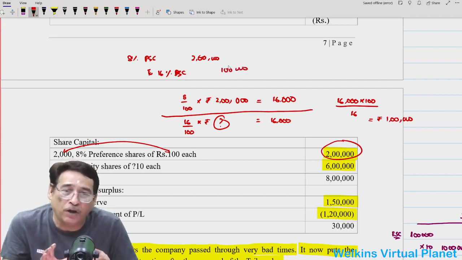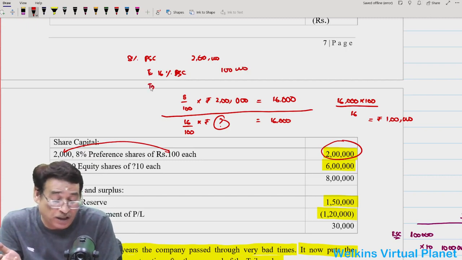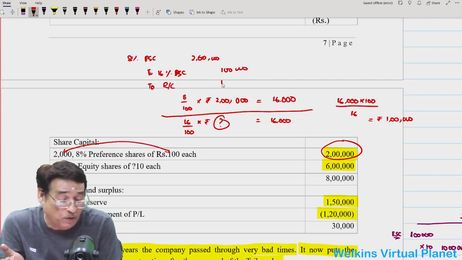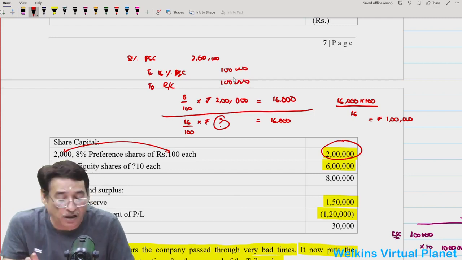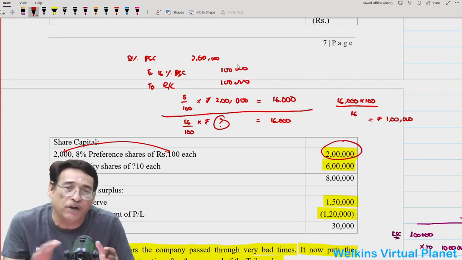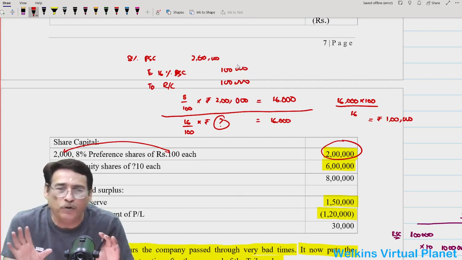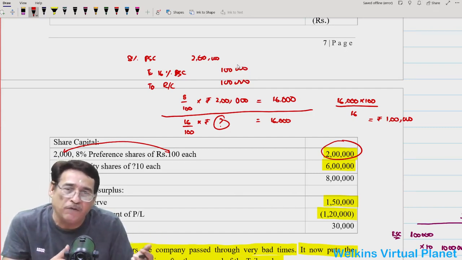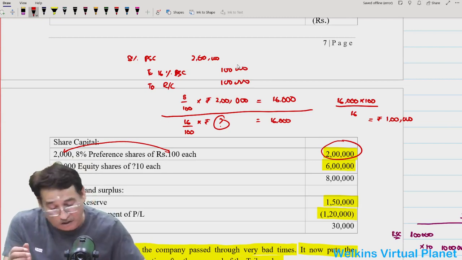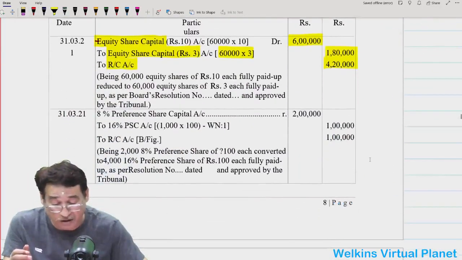Are you getting my point or not? So the amount which we have saved is equal to reconstruction, that is 1 lakh. So we are telling the preference shareholder, you need not worry. Superficially, we might have reduced your share capital from 2 lakh to 1 lakh, but you need not bother about the dividend. You are getting the same dividend. Correct?